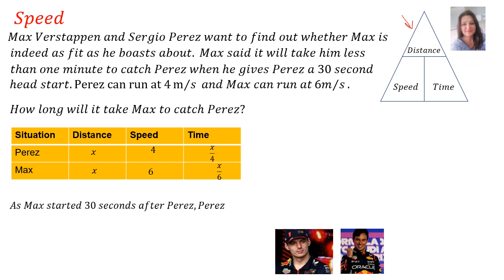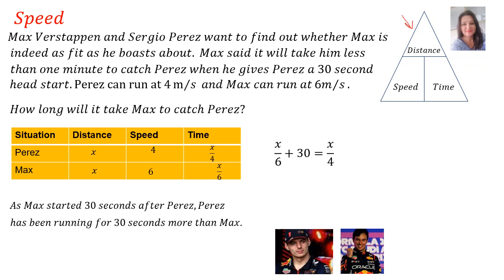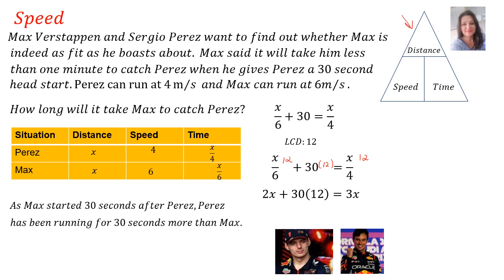And then, as Max started 30 seconds after Perez, Perez has been running for 30 seconds more than Max. Then that translates into an equation, and your equation is in terms of time. So it will be x over 6 plus 30 is equal to x over 4, and that's your equation. Now you can find the LCD, which is 12, and then you will multiply every term by the LCD. And then you end with an equation.